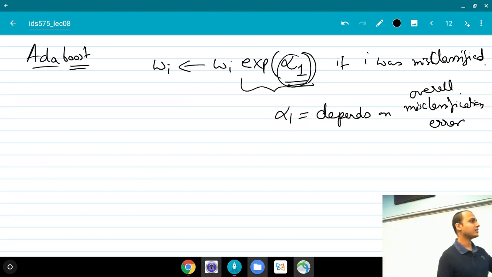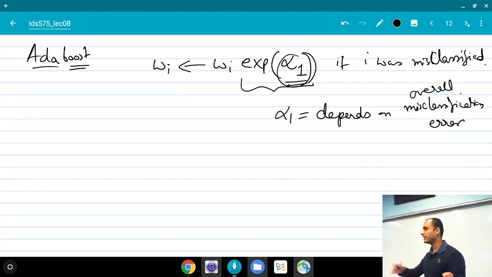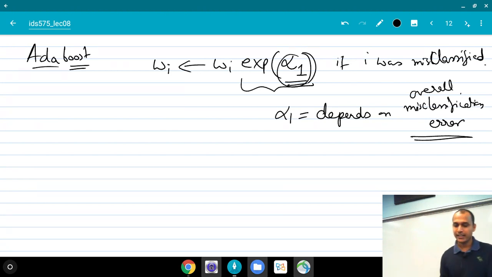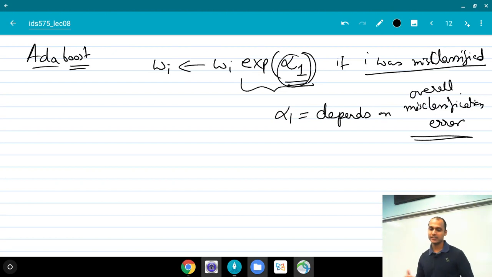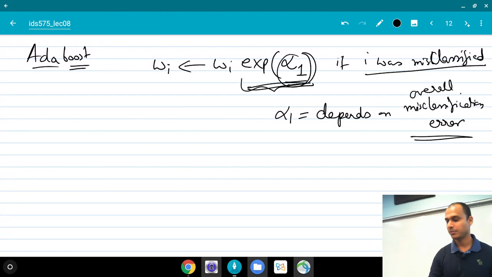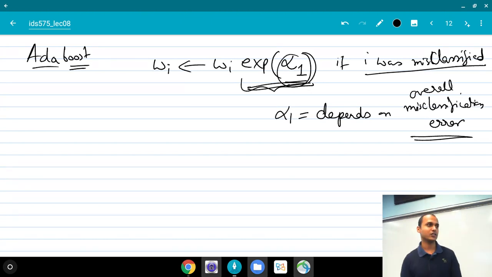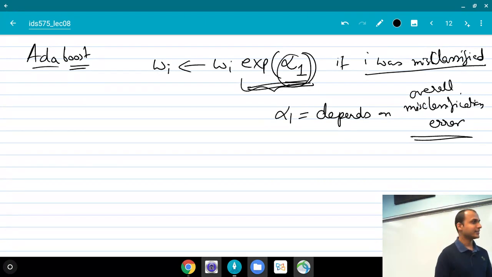All I'm saying is, I built an F1. I minimized some loss, maybe 0-1 loss or a square loss, and I got the loss value score. Instead of misclassification, you can think of that loss value as some score, and alpha 1 is some simple transformation of that score. If I was misclassified, I multiply that weight by e to the power of a slight transformation of that score, just to keep things positive and ensure the weight is not decreasing. The e to the power thing is just to ensure the weight increases if I misclassified that observation.